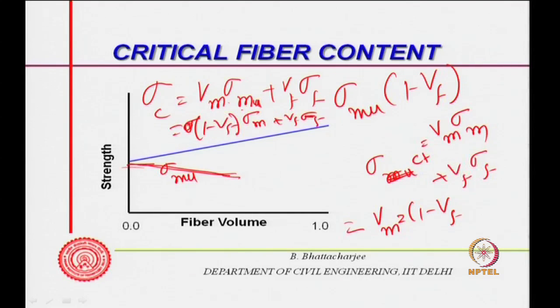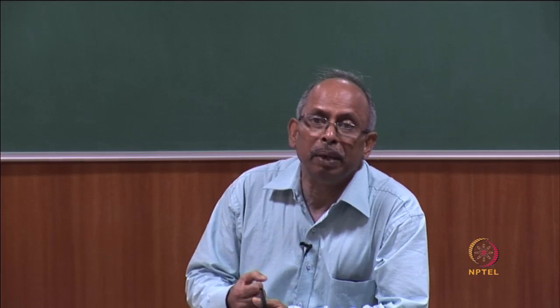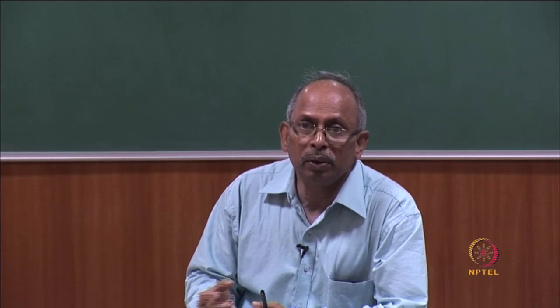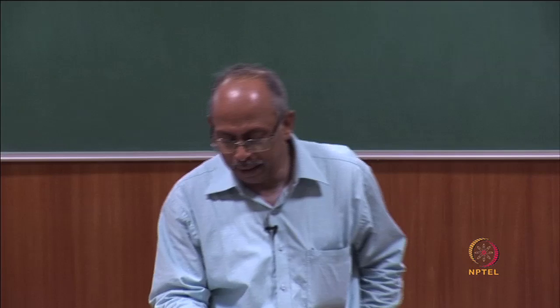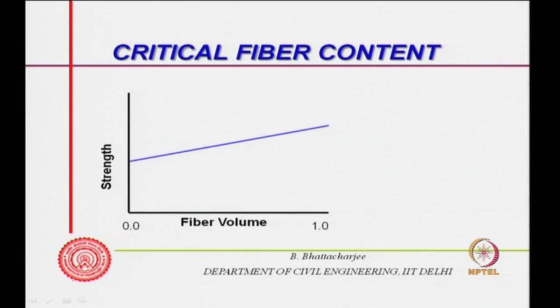Now, supposing the matrix fails earlier, this will be sigma mu. And sigma f will be equal to the epsilon at failure, epsilon mu, into E of the fiber, because the fiber will not fail, the strain in the fiber and the matrix is the same. So the load carrying capacity when the matrix is just failing will increase in the form of a straight line, all right. So, that is what it is.